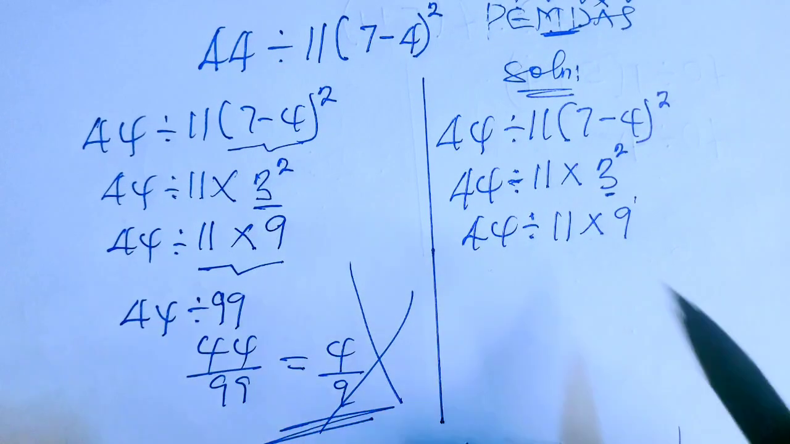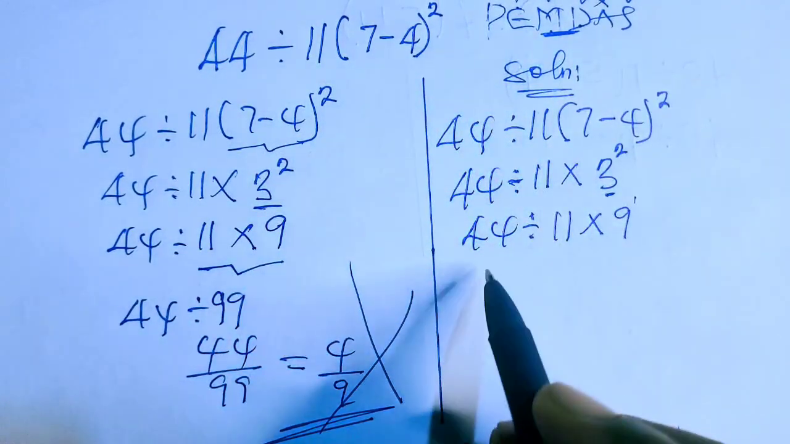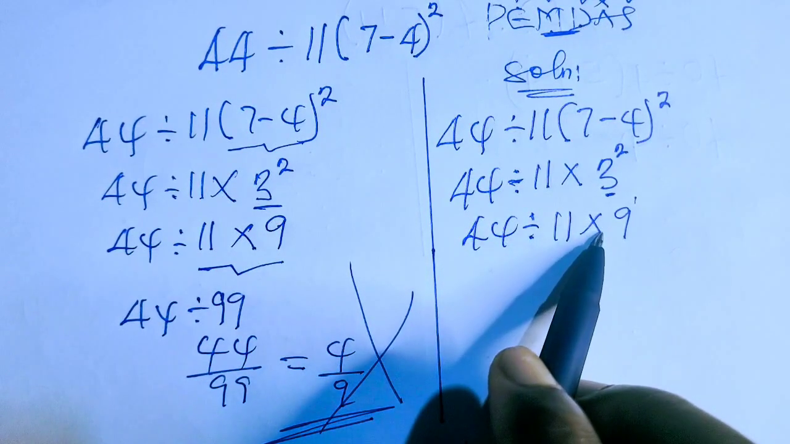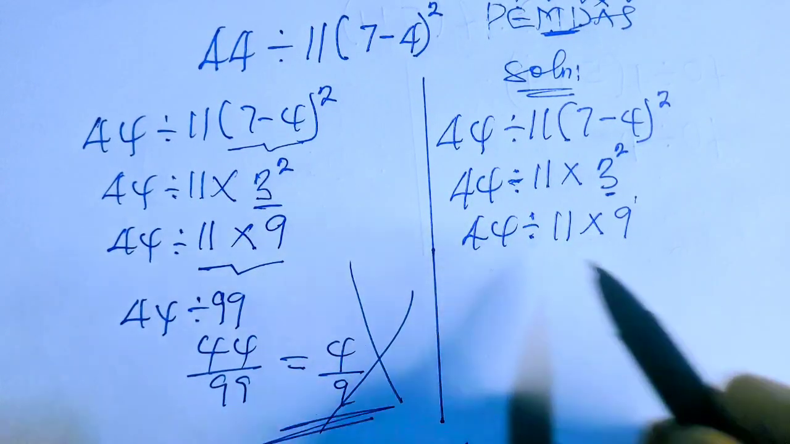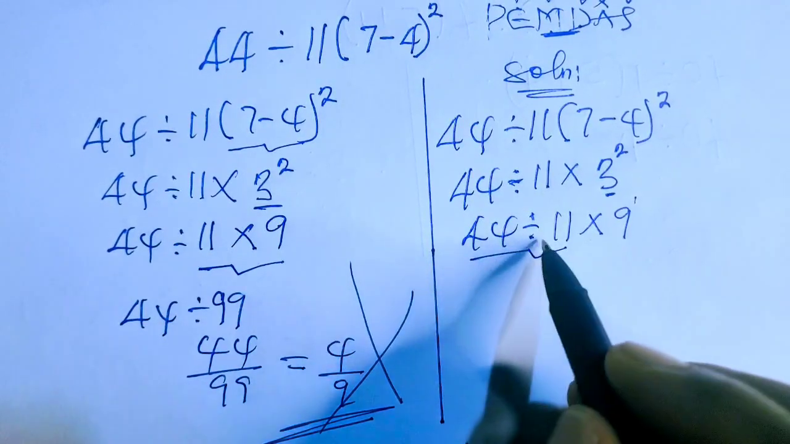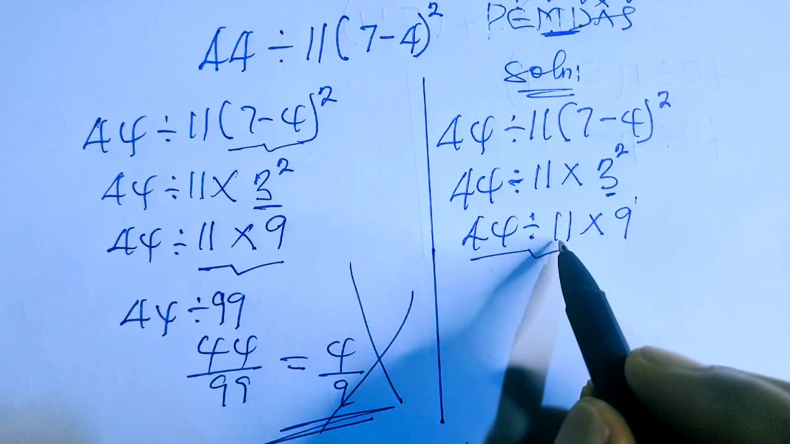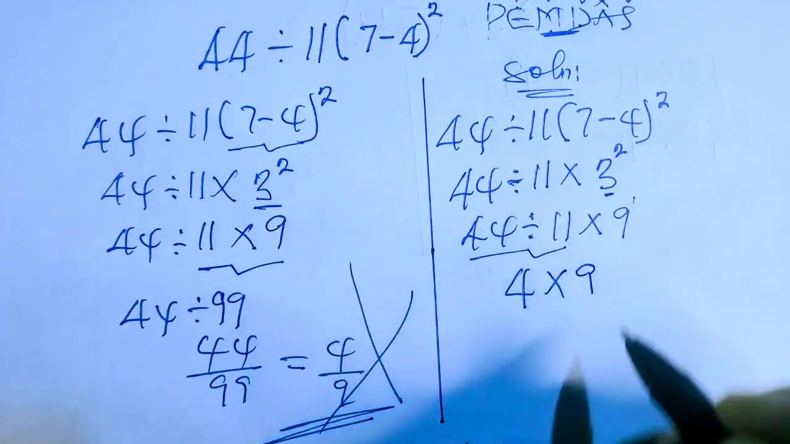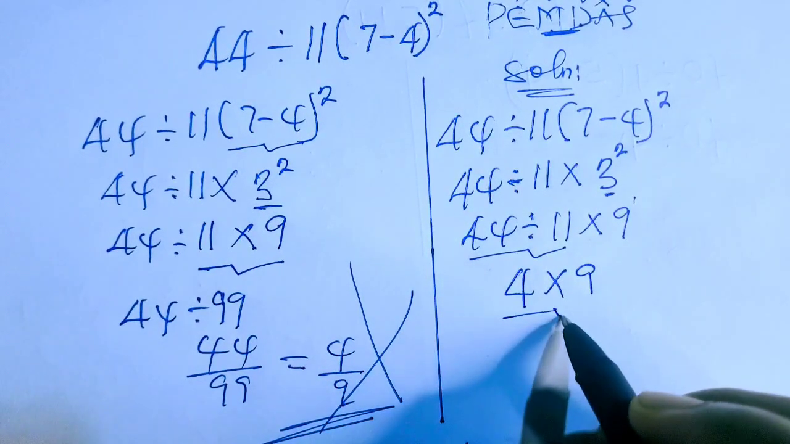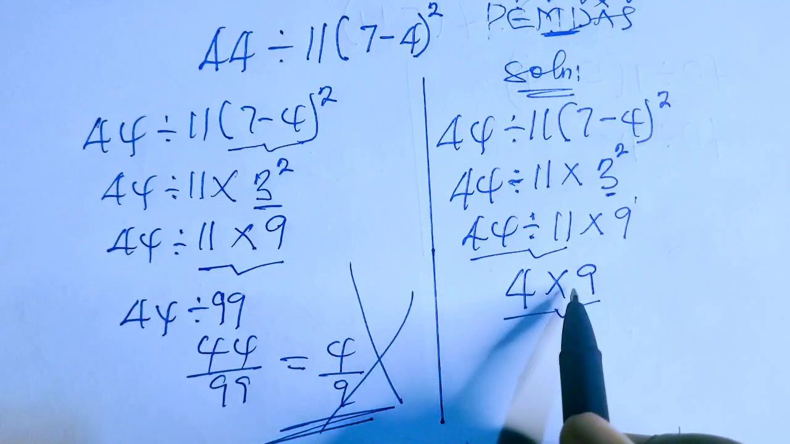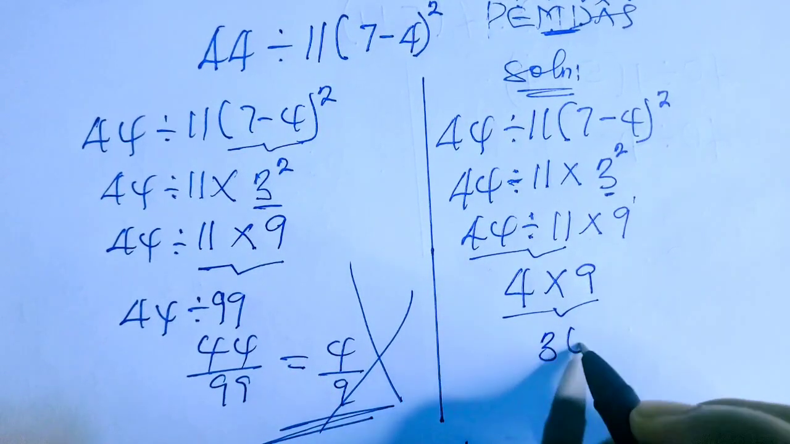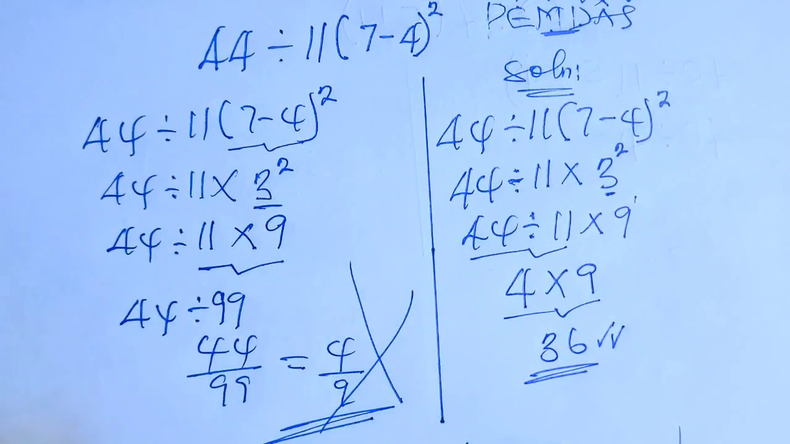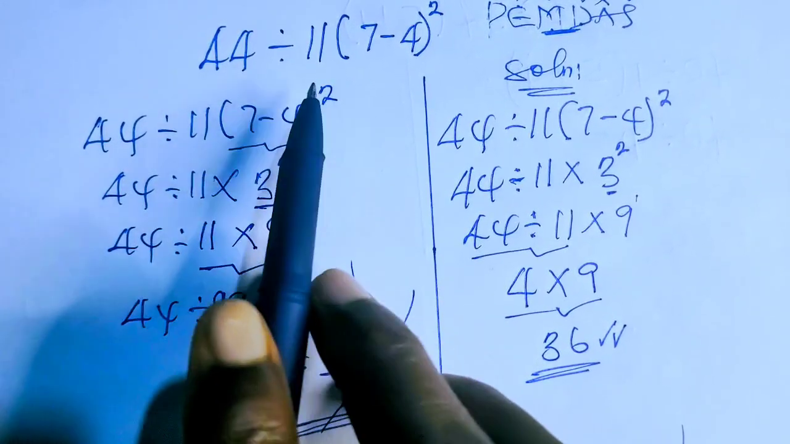Then here, from the order of operation, we are going to consider division first because division is the same priority as multiplication and we go from left to right. Now, we consider 44 divided by 11, that will give us 4, multiplied by 9. Then lastly, we consider multiplication. 4 times 9 will give us 36. And this is the correct answer to this given expression.